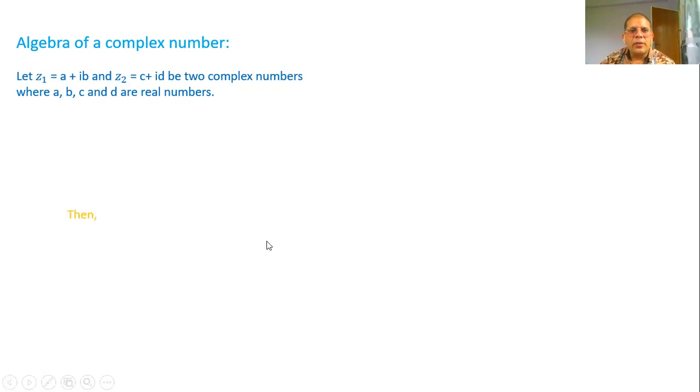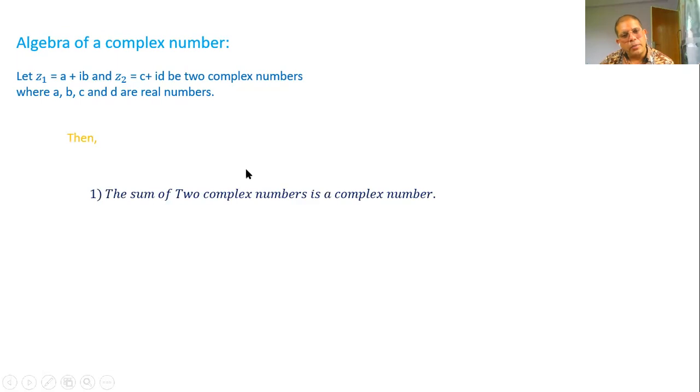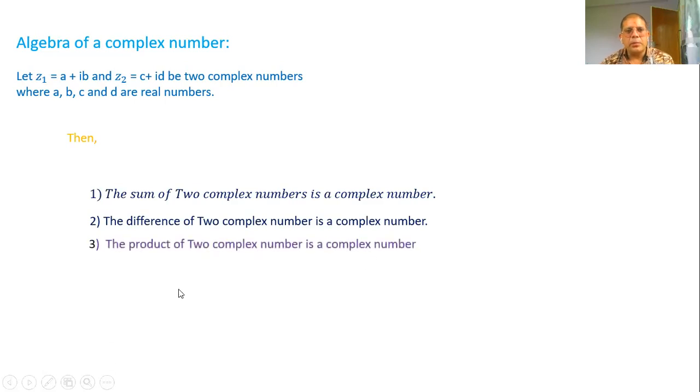The sum of two complex numbers is a complex number. If you add z1 and z2, you get a complex number. Similarly, the difference of two complex numbers is a complex number. If you subtract, you get a complex number again. Third, the product of two complex numbers is a complex number. And the quotient of two complex numbers is a complex number: if you divide z1 by z2, this is also a complex number.